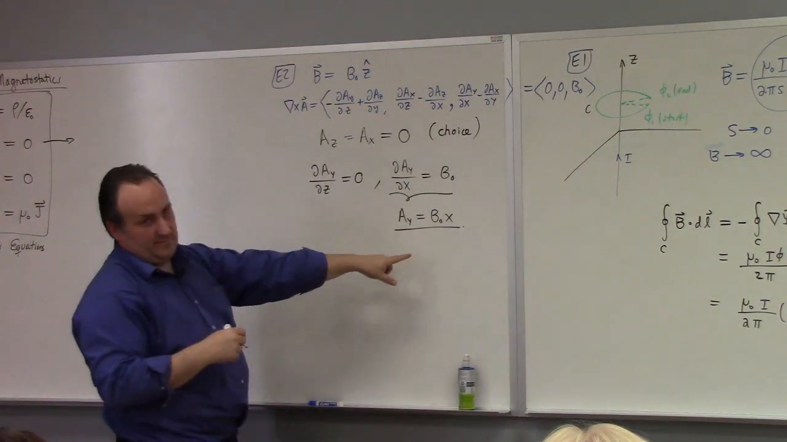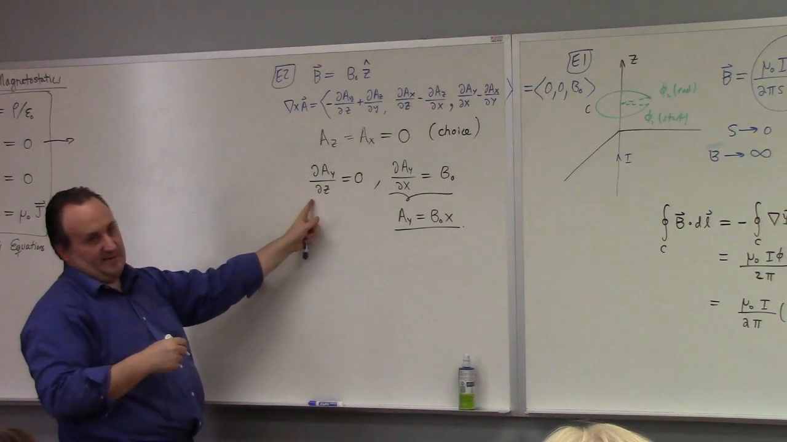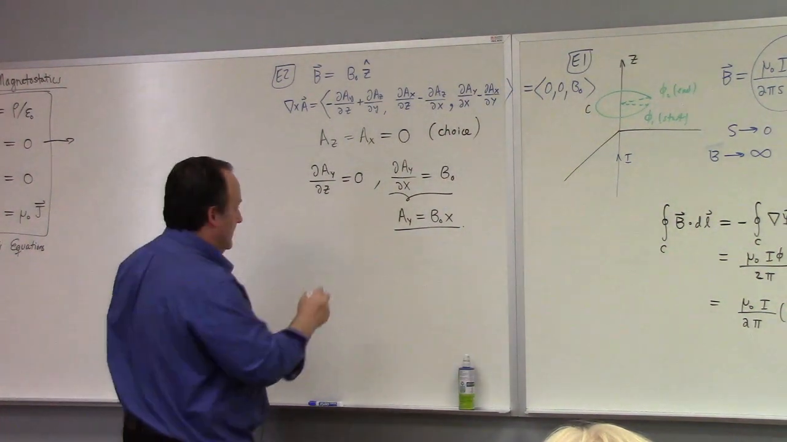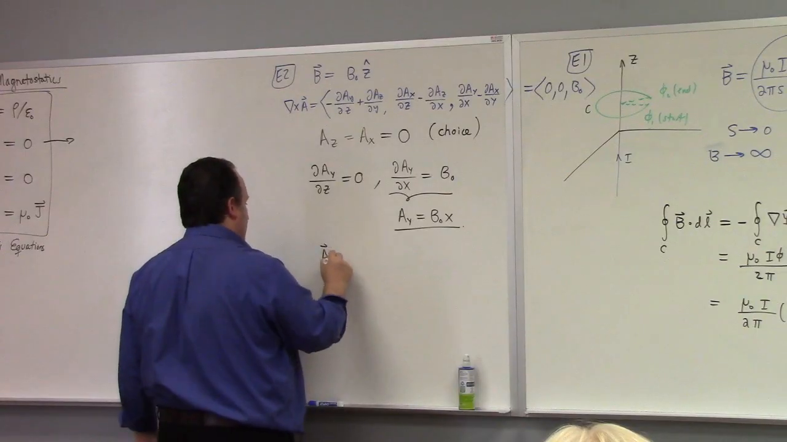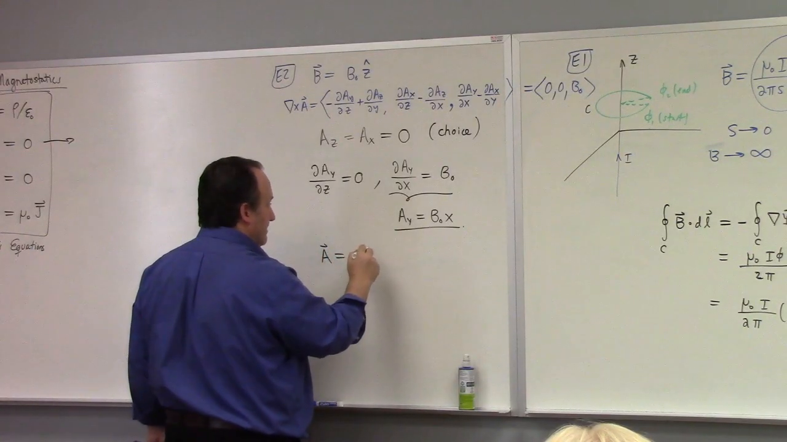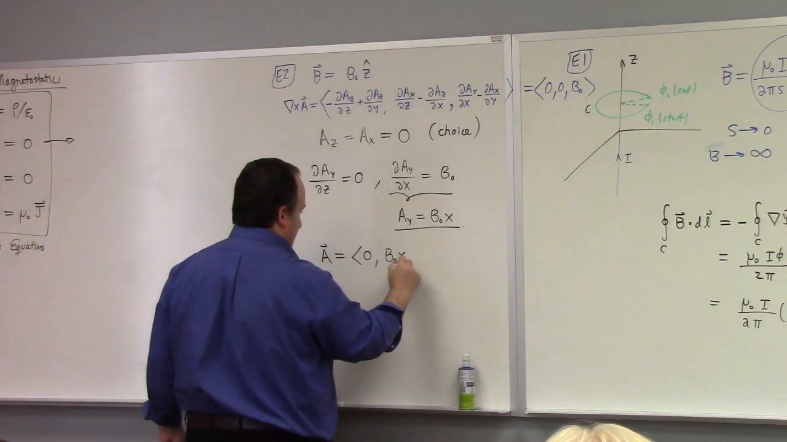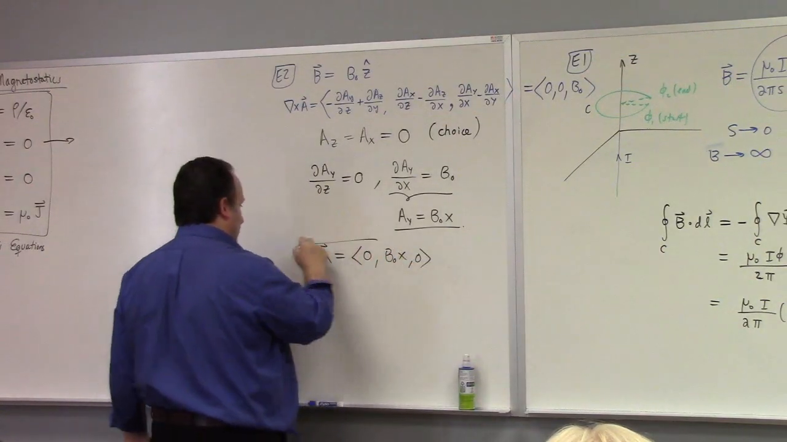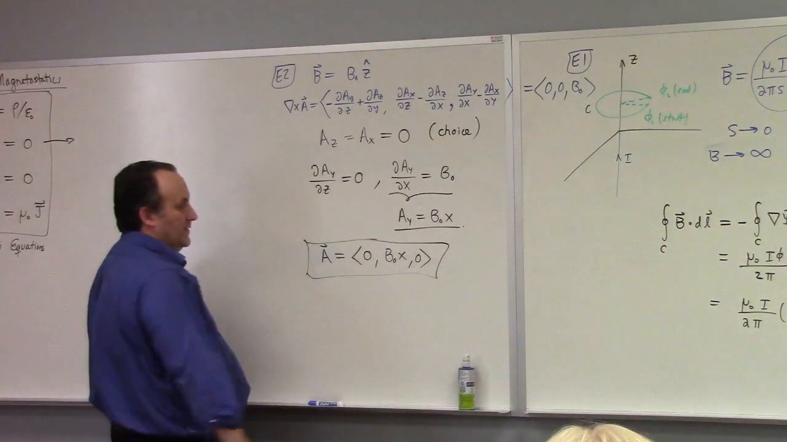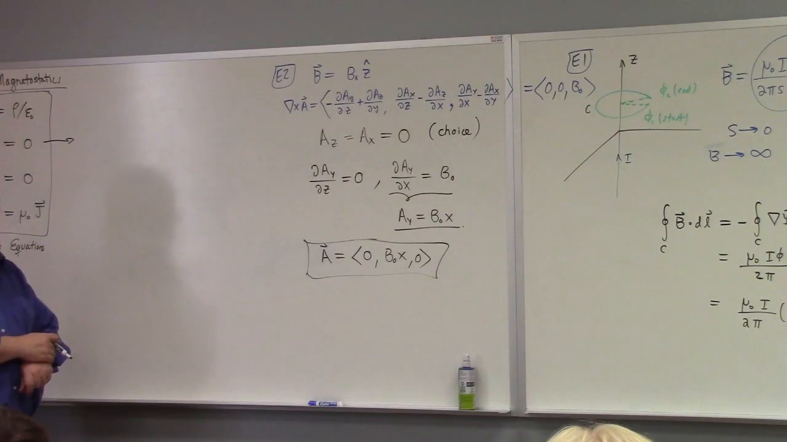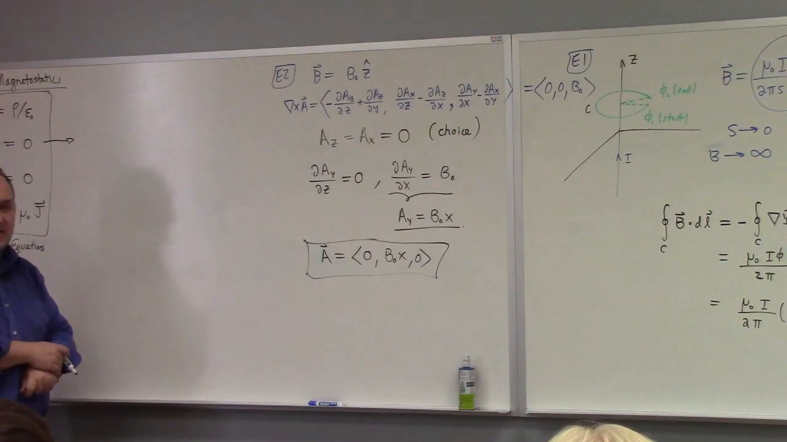And if I do that, this is automatically solved. Therefore, I can use A equal to 0, B naught X, 0, if you like. And you can check that the curl of that A is that constant magnetic field.